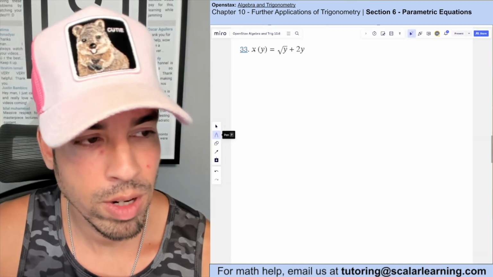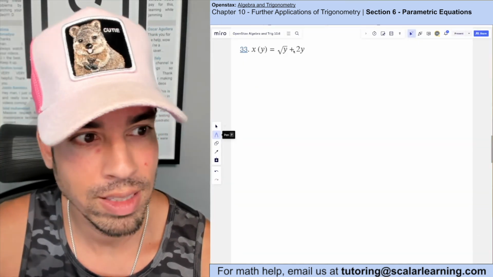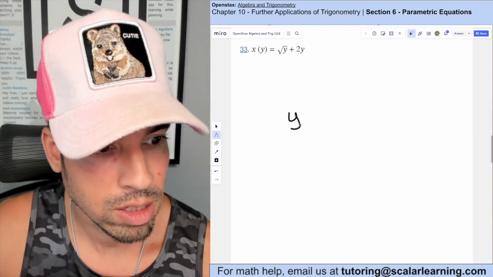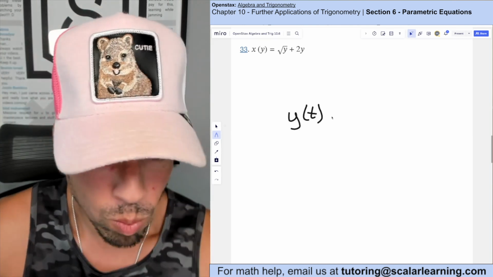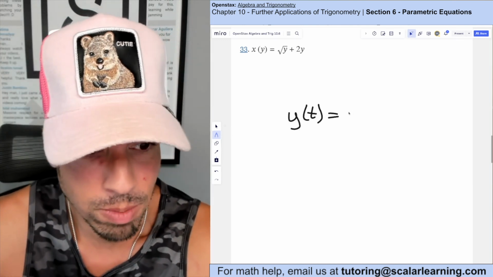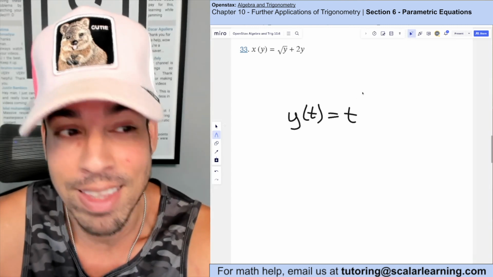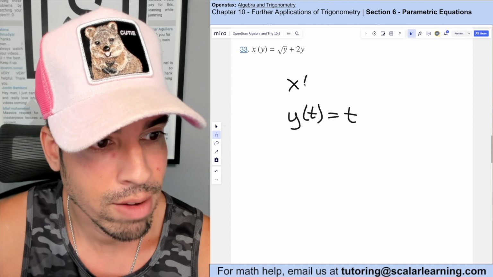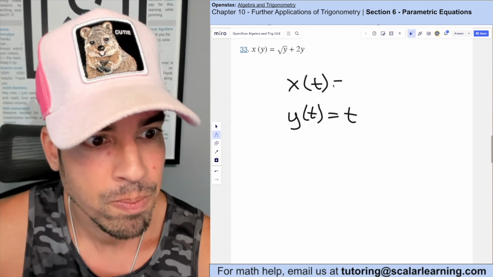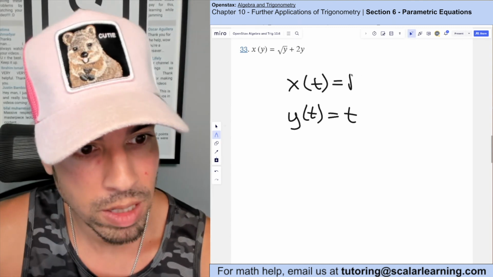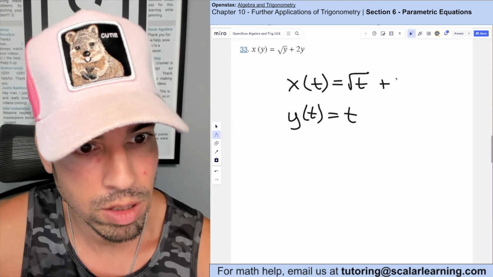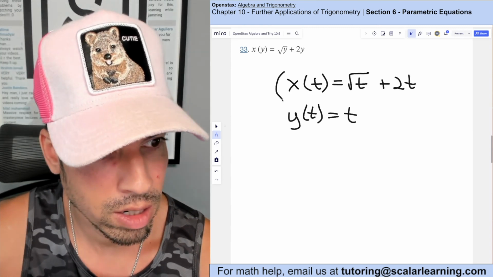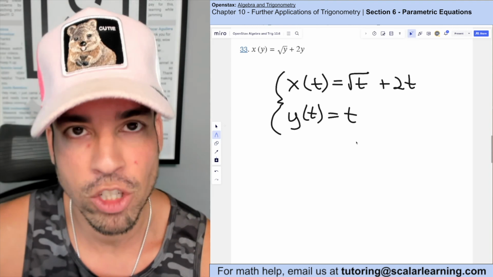For this one, since we have x as a function of y being shown, I think the easier thing is to set y first and make y of t just simply equal to t. And that's really nice because then, since this is solely a function of y, well, look at this. Now I have x, same thing as a function of t, but everywhere where I have y, replace it with t. So square root of t plus 2t. There is my nice system of parametric equations, done.